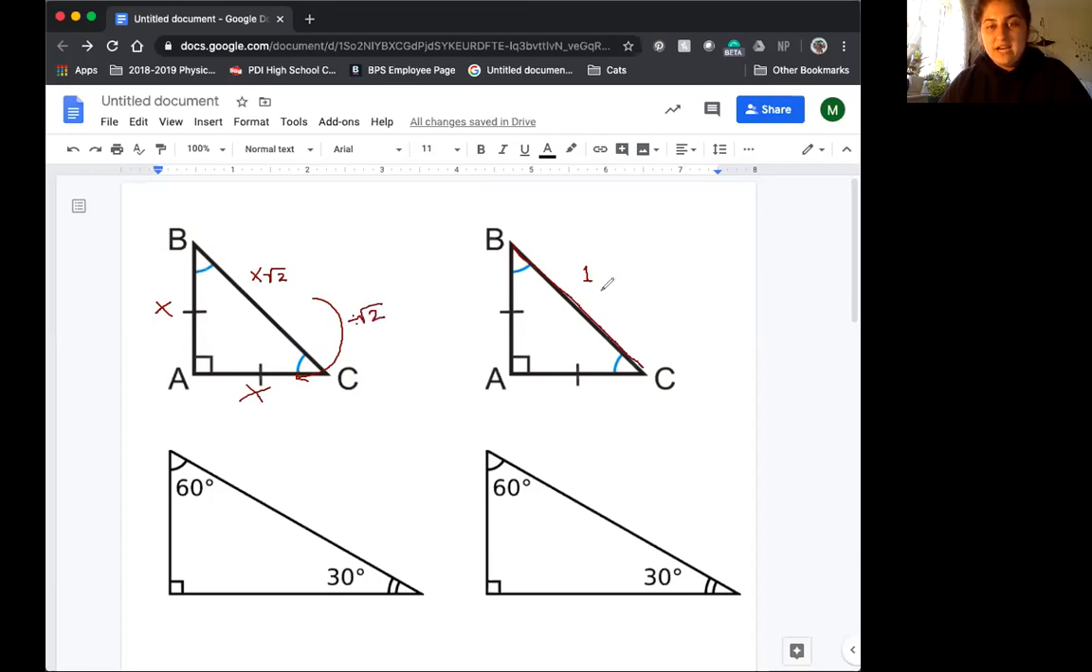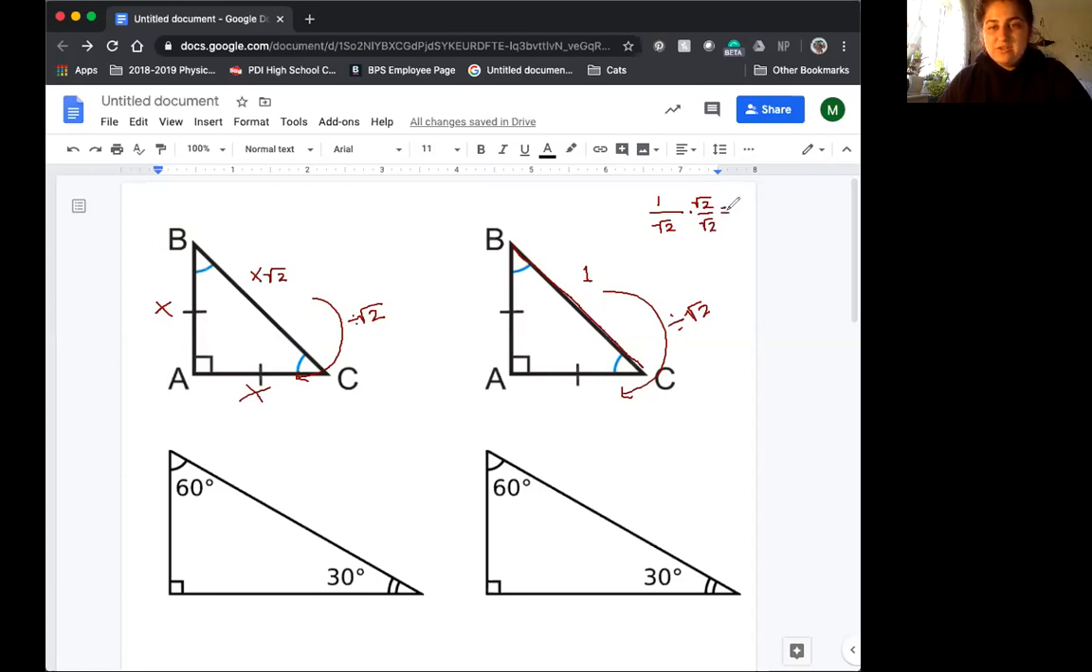So if we have a 1 here and we want to figure out what this side is, we have to divide by root 2. So we have 1 over root 2. What's important to note is we can't leave it like this. This is irrational, so we want to rationalize it. We multiply the numerator and the denominator by root 2 over 2, because root 2 over 2 is the same as multiplying by 1, and if we multiply anything by 1, it stays the same.